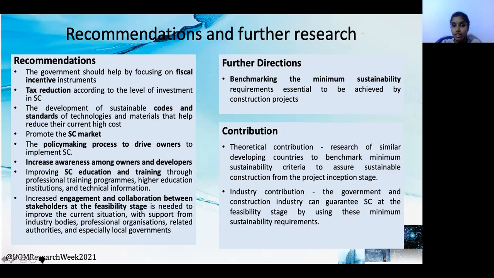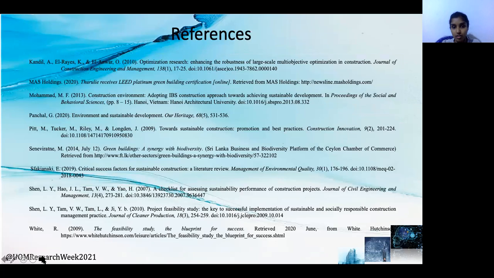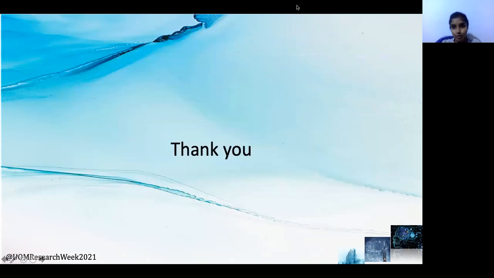So the further direction is benchmarking the minimum sustainability requirement. As for contributions, the theoretical contribution is that similar research in developing countries can use the findings of this study to benchmark the minimum sustainability requirement. And the industry contribution is that the government and the construction industry can guarantee sustainable construction at the feasibility stage by using this minimum sustainability requirement. So these are the references in the presentation, and thank you very much for listening.